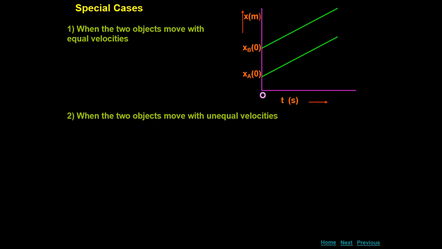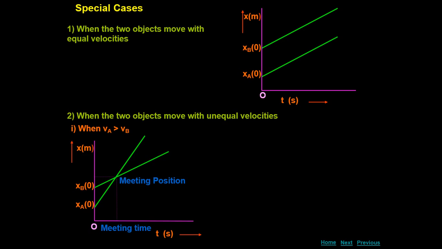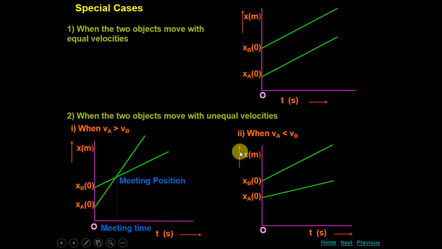When the two objects move with unequal velocities, obviously the object having more velocity will have more slope, and the object having lesser velocity will have less slope. So if velocity of A is more than velocity of B, you can see here A has more slope than B. Similarly, when object A has lesser velocity and object B has more velocity, then object B has more slope and object A has less slope.